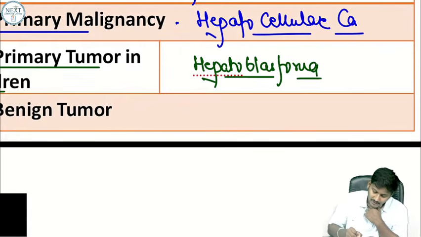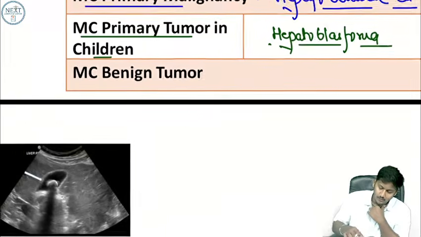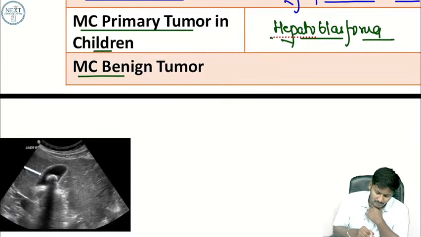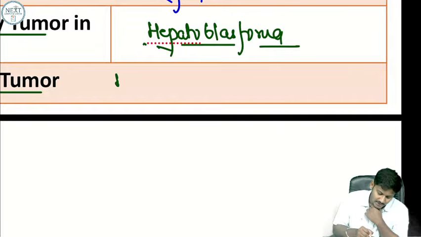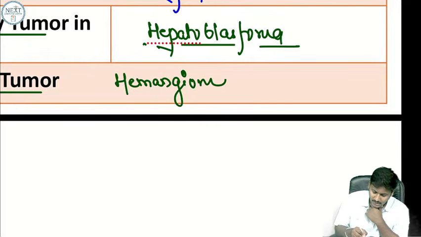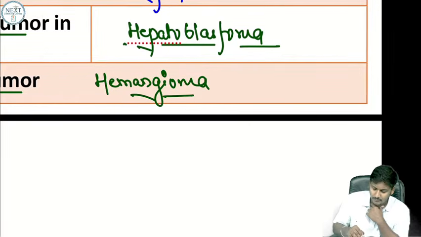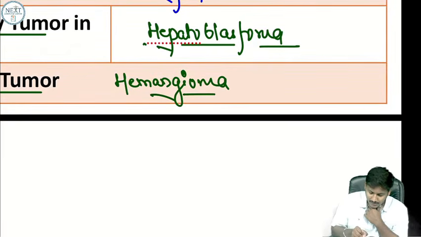And last, definitely, if they ask you which is the most common benign liver tumor, the most common benign liver tumor is going to be hemangioma. That is important to be remembered. These are the points that you need to keep in mind. Clear?